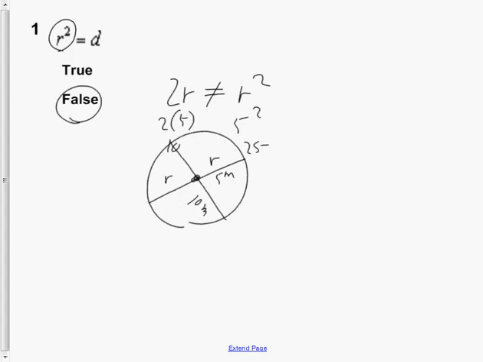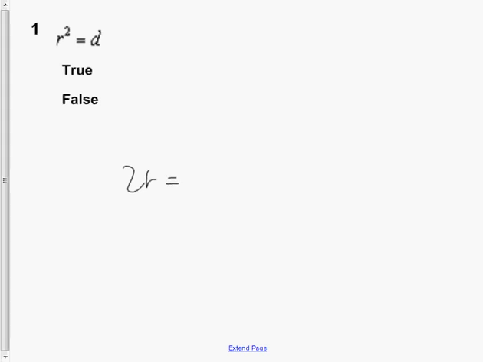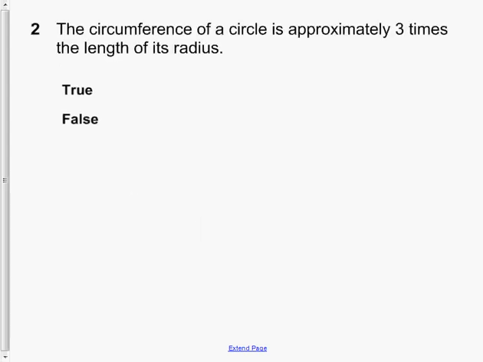So in this case here, the main thing you have to realize is that 2 times the radius, which is really the formula for diameter, is not the same thing as squaring the radius. Okay, a completely different concept. So your answer is false.